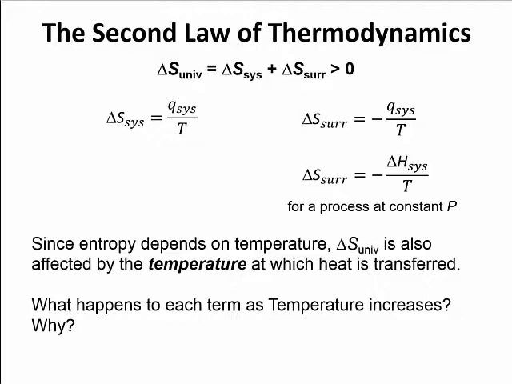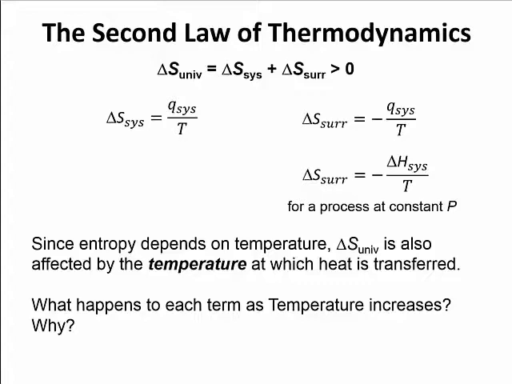Well, let's look at delta S of the system. As T goes up, what happens to delta S of the system? Delta S of the system is going to get smaller. Right? Delta S of the surroundings is going to become less negative. Right? So it's actually becoming more positive. Okay? The main thing is delta S of the universe is always going to be greater than 0. It just depends on whether delta S of the system versus delta S of the surroundings.